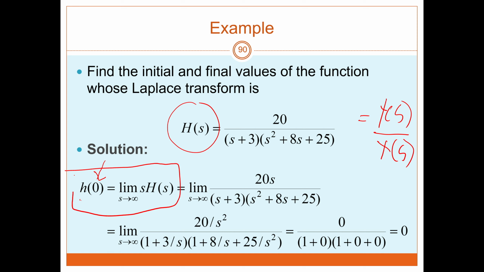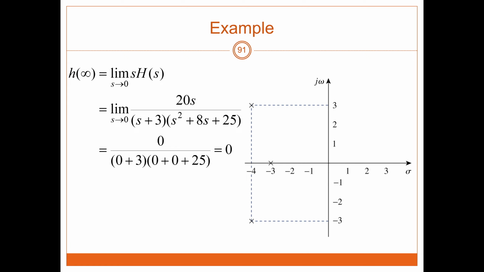This is the formula for the initial value. So s multiplied by H(s). So this is the H(s). Based on the formula, we make s approach infinity. When you substitute here, the initial value is 0. Okay, sorry, the initial value is 0, and then we go to the final value.